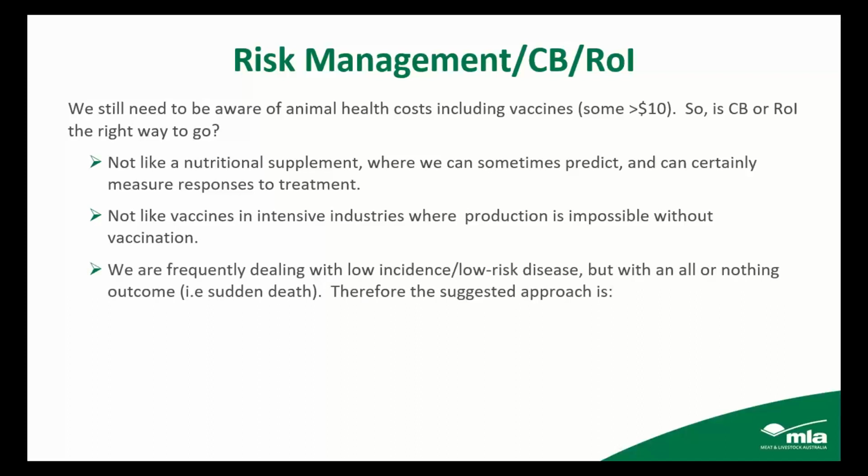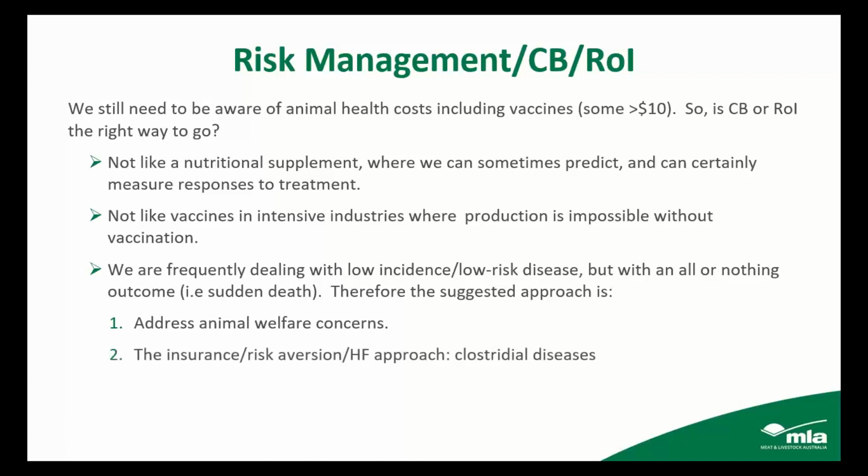So, in reality, we are frequently dealing with low incidence, low risk diseases, but with an all or nothing outcome, for example, sudden death. Therefore, I'm going to suggest that there are three approaches that we might take, depending on which diseases we're talking about. Firstly, animal welfare, we've already done that to death. The second is the insurance approach.